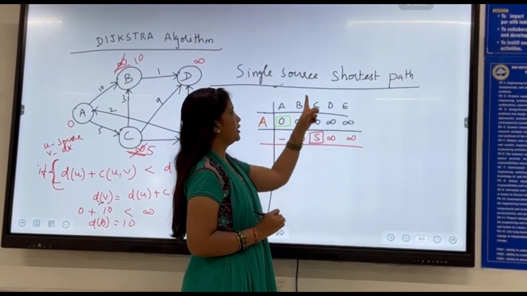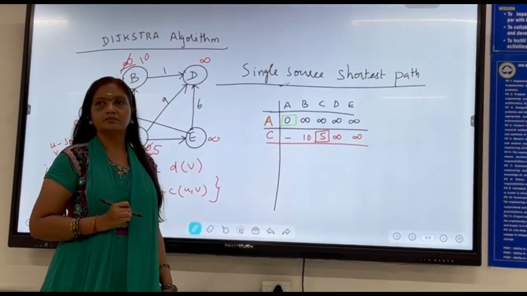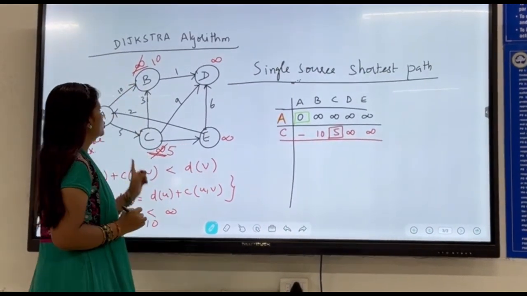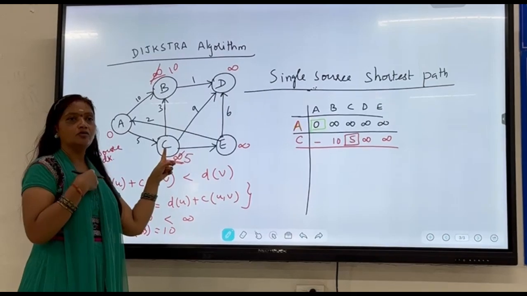So what is the corresponding node? Select C on the left hand side. Okay. Now go to node C. Again I have to repeat the procedure.